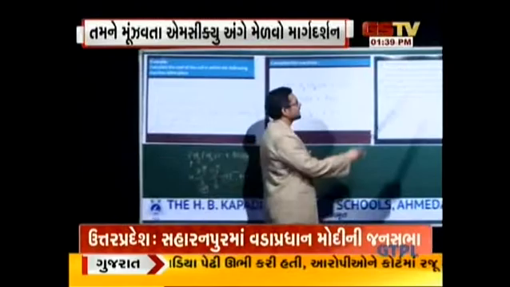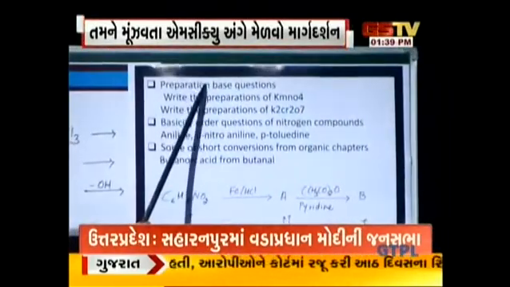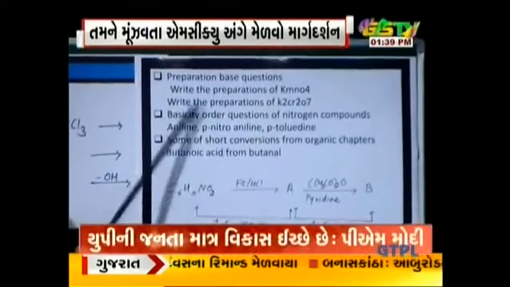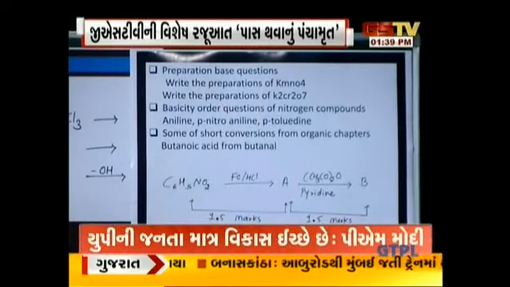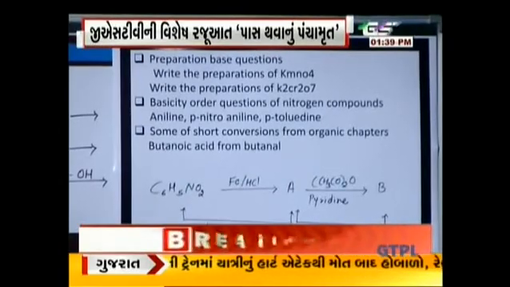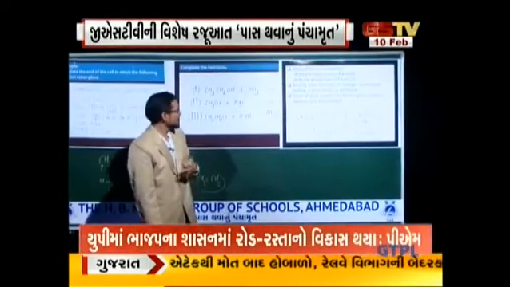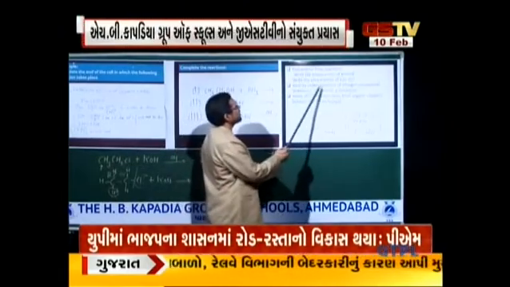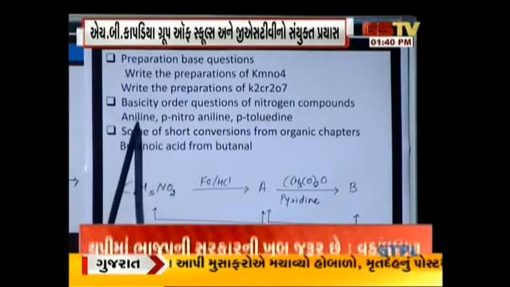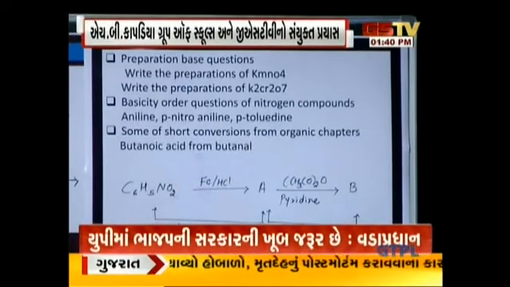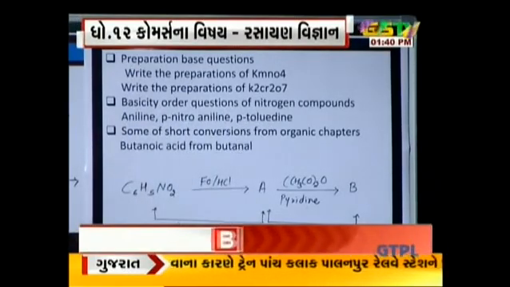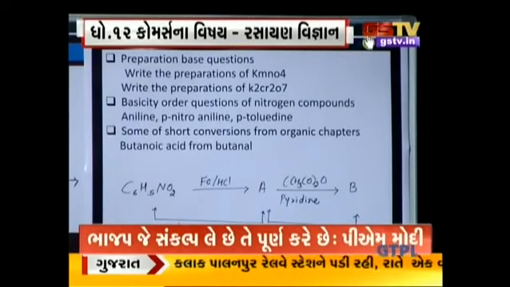Another topic we have is preparation based questions, like write the preparation of KMnO4 and write the preparation of K2Cr2O7. These two questions are very important from the d and f block chapter. And the next topic is the basicity order question of nitrogen compounds, like if we have aniline, para-nitroaniline and para-toluidine, write down the correct order of basicity in these compounds. They can ask for increasing order, they can ask for decreasing order.